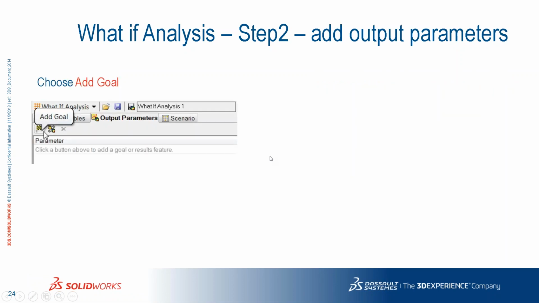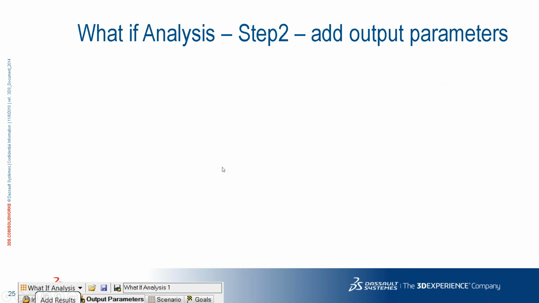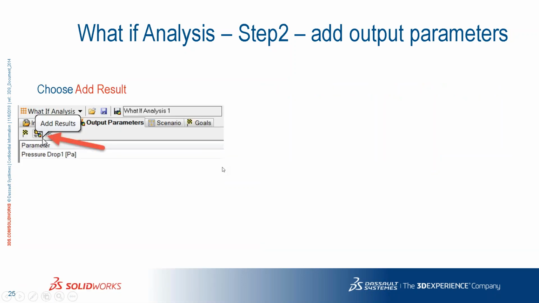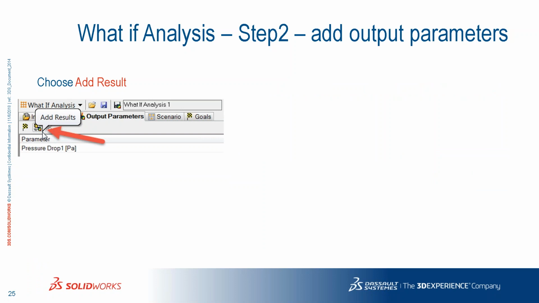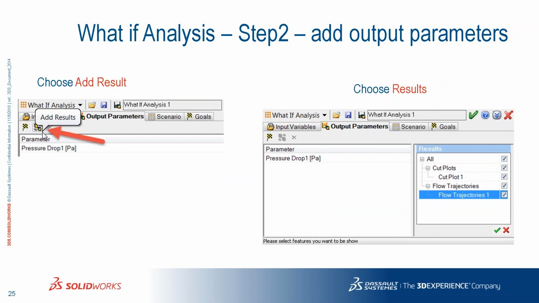For what concerns the output parameters, we will choose a goal. So we will click on add goal, and we will use the pressure drop goal, the equation goal that has been previously defined. Then we can also monitor other plots. So we will add, for example, the flow trajectories and the cut plots, so that we can compare all the scenarios also in a graphical way.